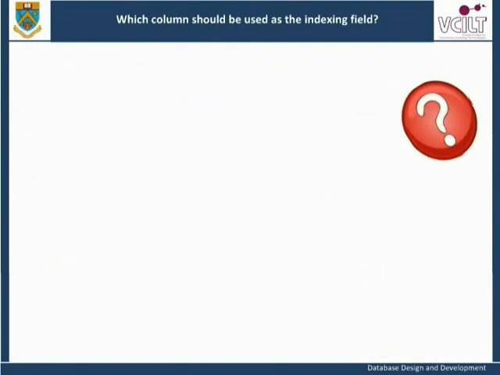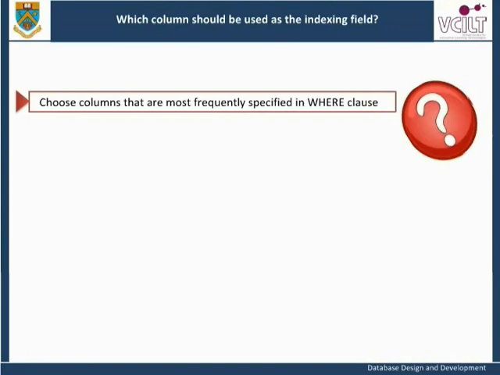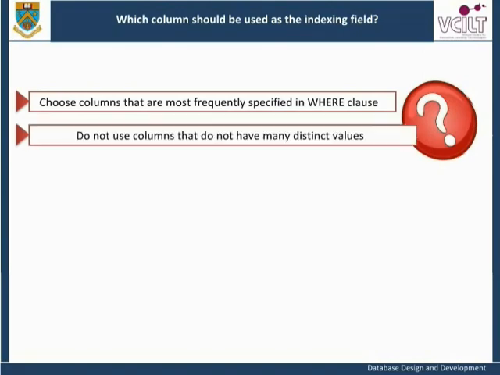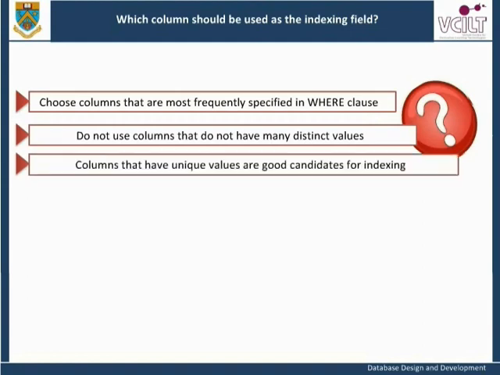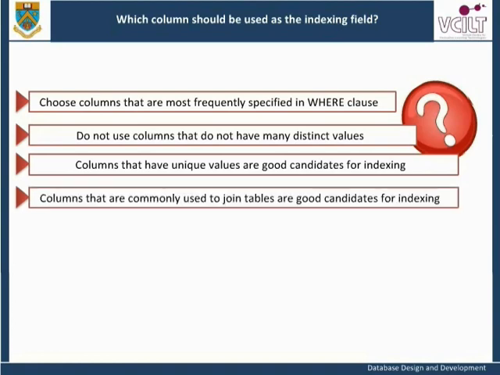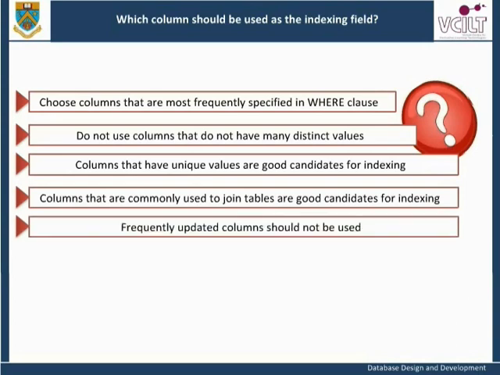Which column should be used as the indexing field? Choose columns that are most frequently specified in where clauses. Do not use columns that do not have many distinct values. Columns in which a large percentage of rows are duplicates cannot take advantage of indexing. Columns that have unique values are good candidates for indexing. Oracle automatically indexes columns that are unique or are primary keys. Columns that are commonly used to join tables are good candidates for indexing. Frequently updated columns should not be used.